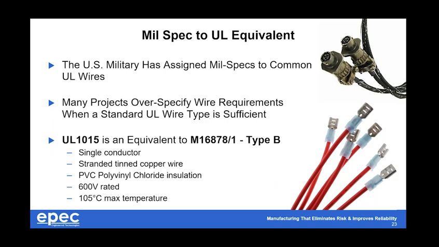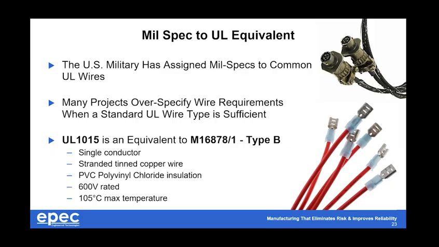UL 1015 is an example of how there is an actual mil-spec, M16878/1 type B, which calls out a single conductor, stranded tinned wire with PVC insulation, 600 volt rating up to 105 degrees C. Those requirements fall within that mil spec and therefore comply with UL 1015.